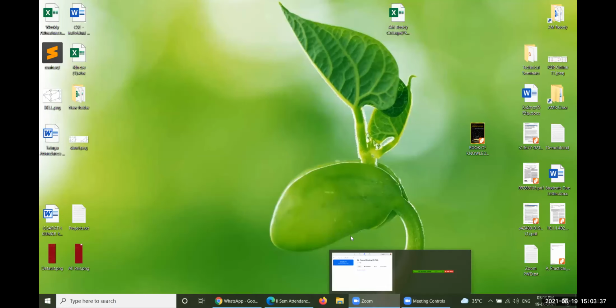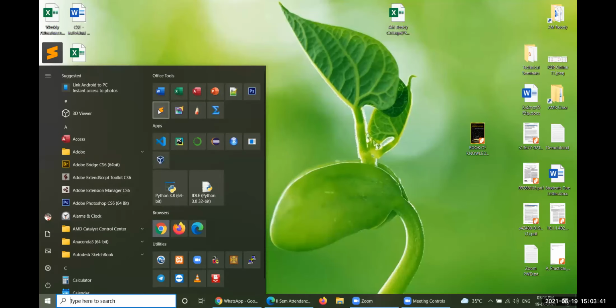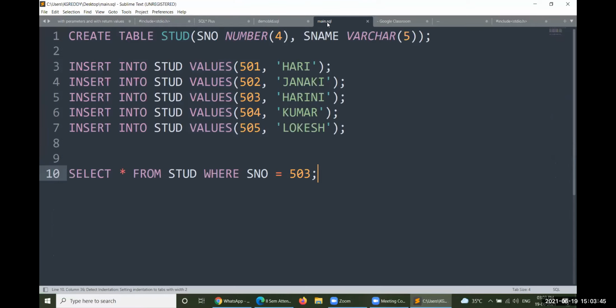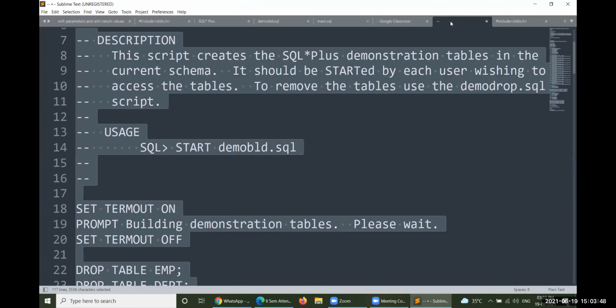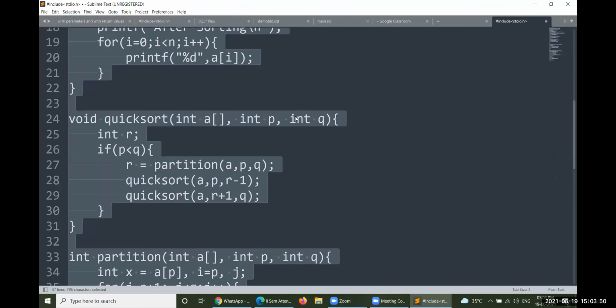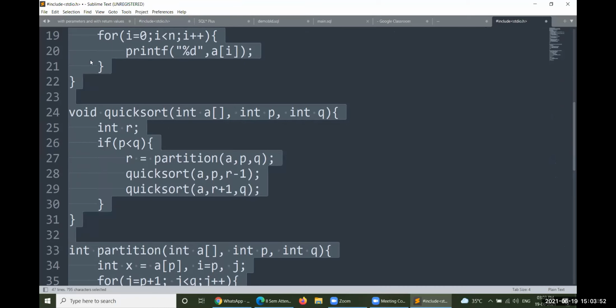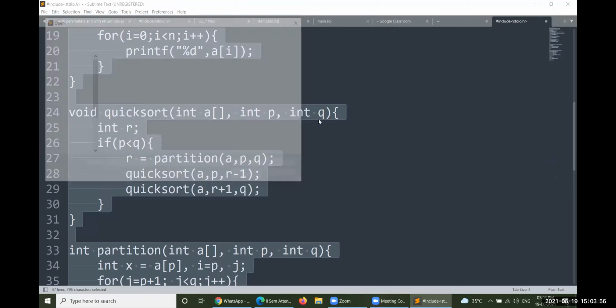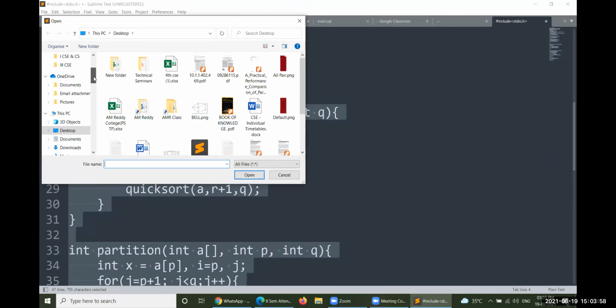And today I'd like to discuss the parallel sorting algorithm. Parallel sorting algorithm, where is it now? Okay, let me open it. So it is there with me.